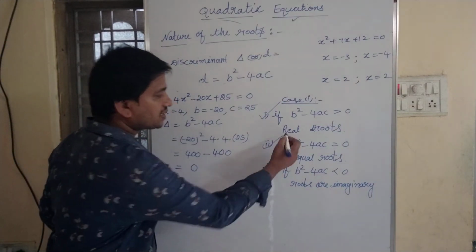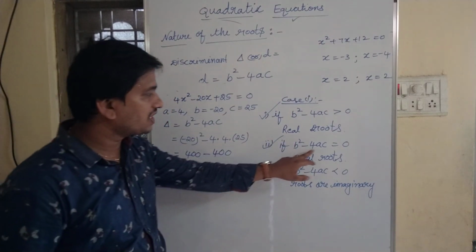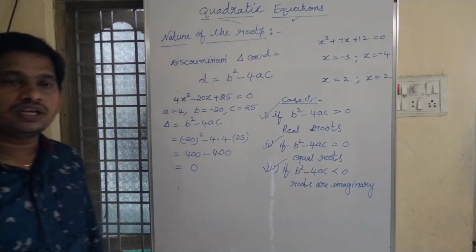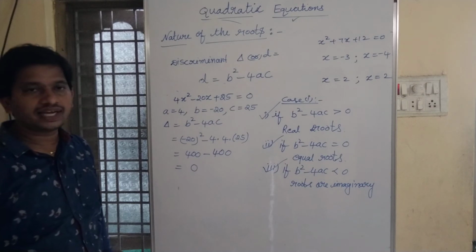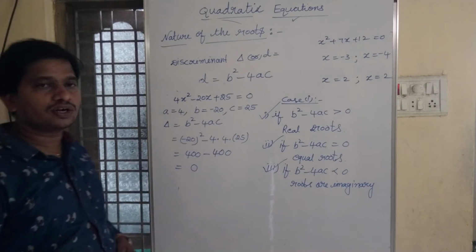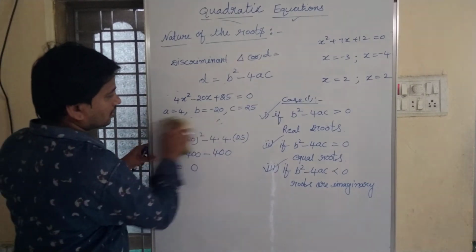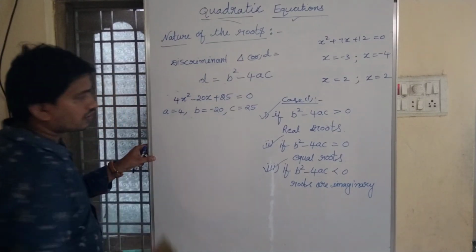We got the second case. What is the second case? If b square minus 4ac is equal to 0, then we will get equal roots. If you want, you can also check whether you will get equal roots or not. Let us see.